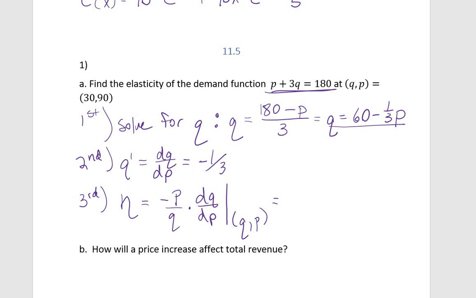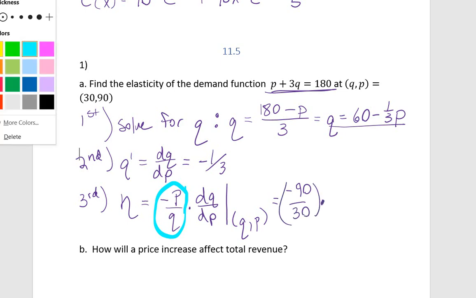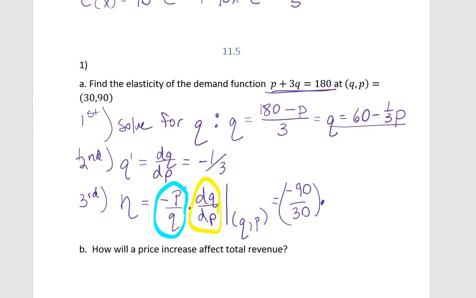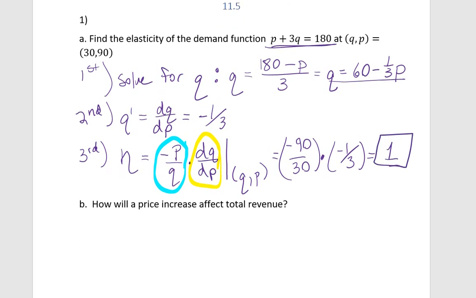So in our case, negative p over q is going to be negative 90 over 30 times what our dq over dp is, which is going to be negative 1/3, which, if we do the math on this, is going to end up giving us a positive 1.